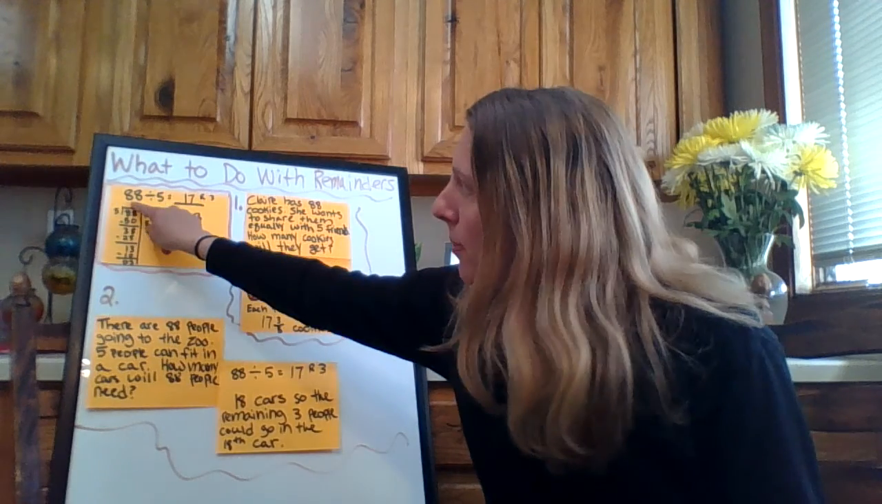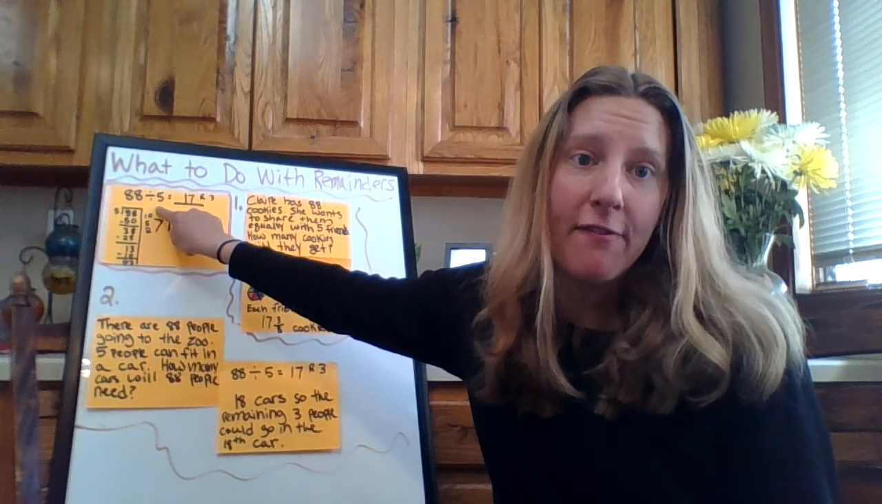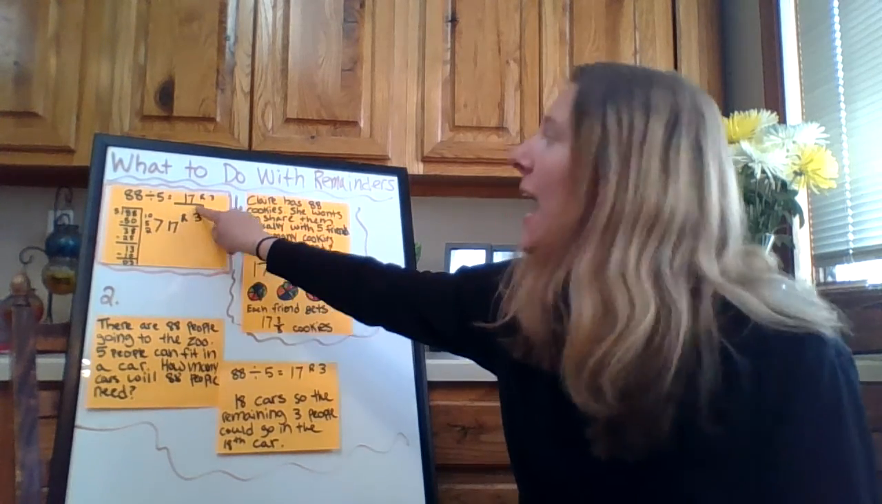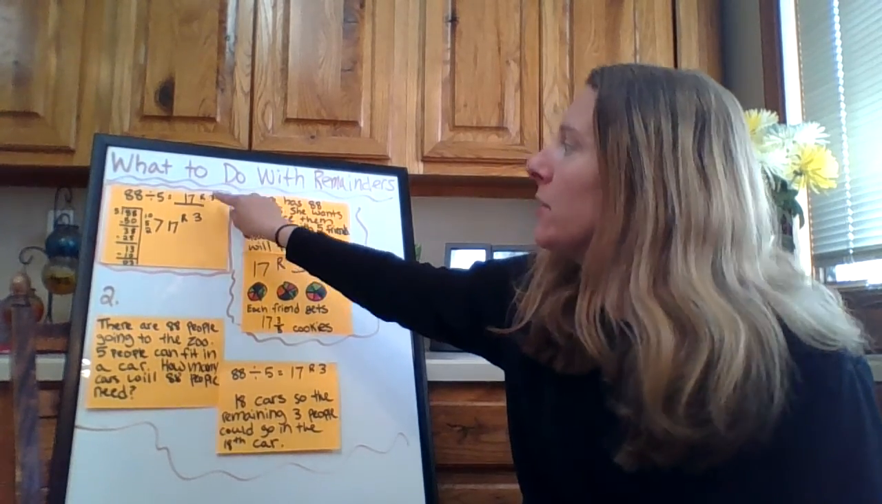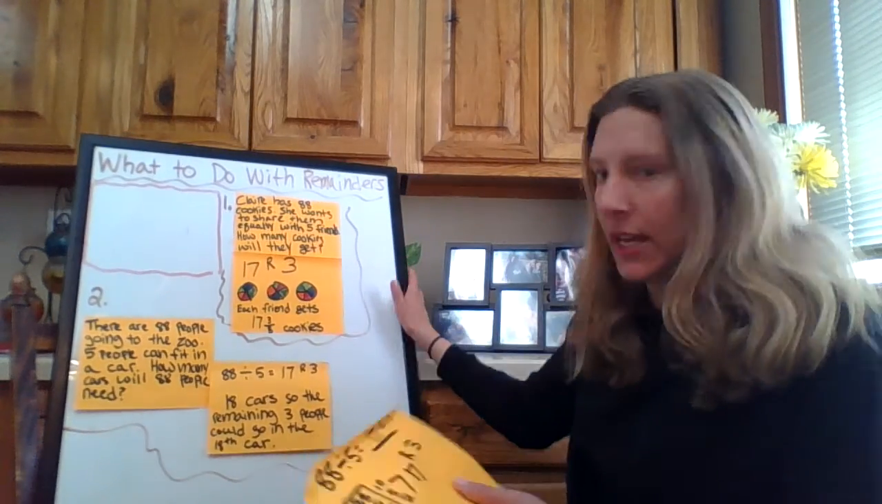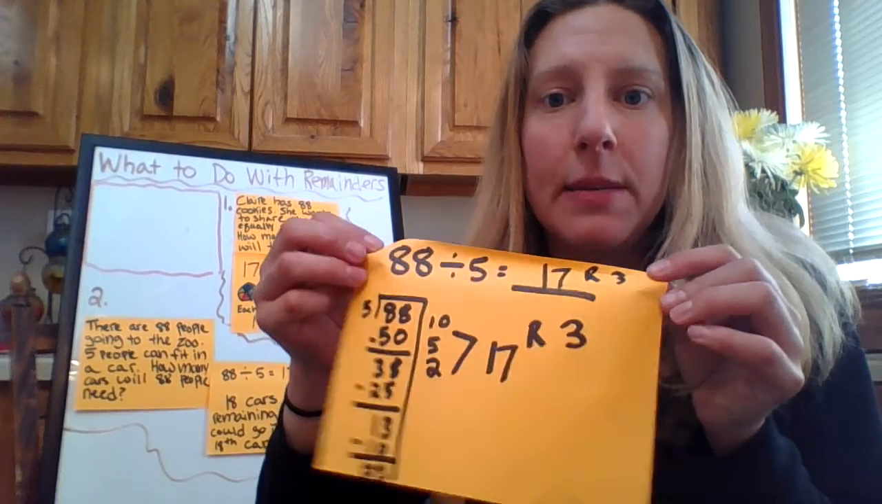The division problem is 88 divided by 5, which I solved using partial quotients to get an answer of 17 remainder 3. So let me pull this off so you can see. Okay, so you can see my work.